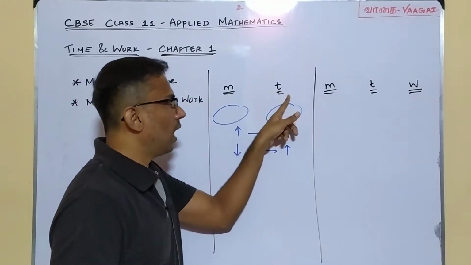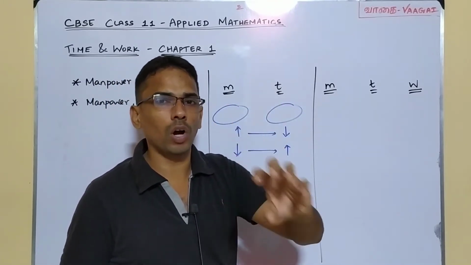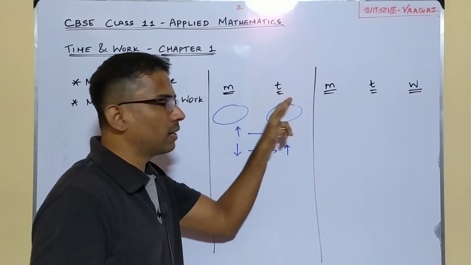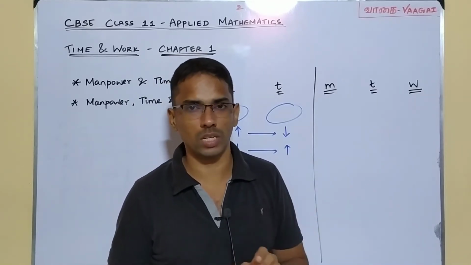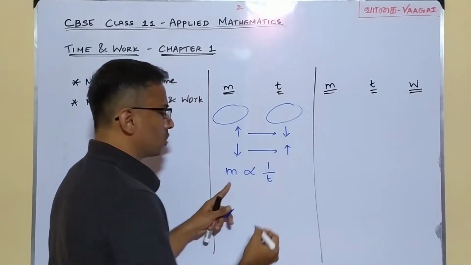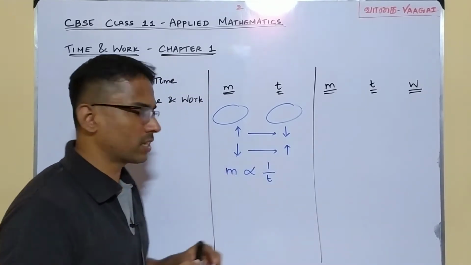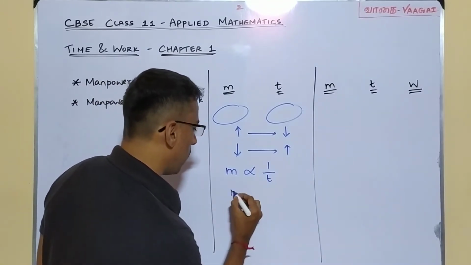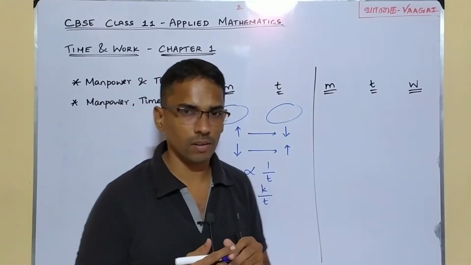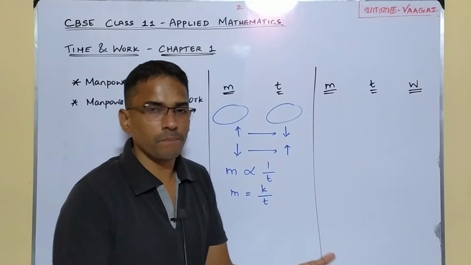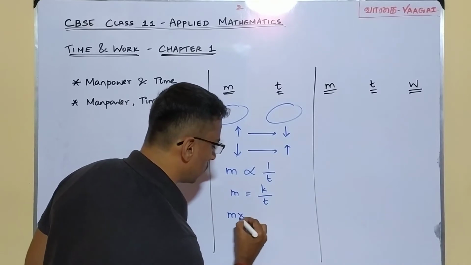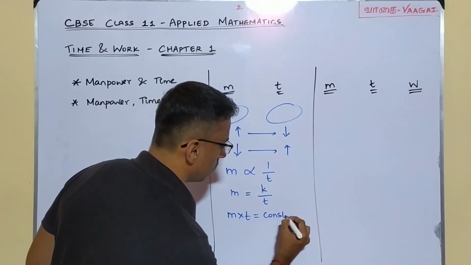So when a work is going to be a constant, or a fixed quantity, then manpower and time, these two quantities, are inversely proportional. That we have to remember. Okay, so manpower is inversely proportional to time. This is how we represent it, right? So we can even write it as manpower is equal to some constant times 1 by t, where k is some constant. And if I bring this t to the left hand side, manpower into time is always a constant, right?